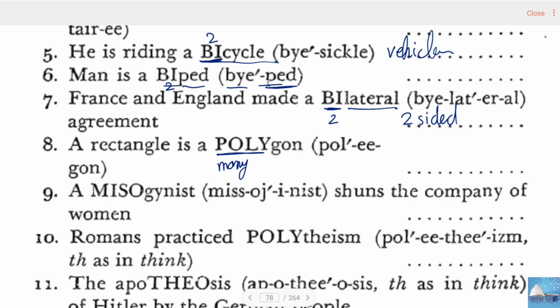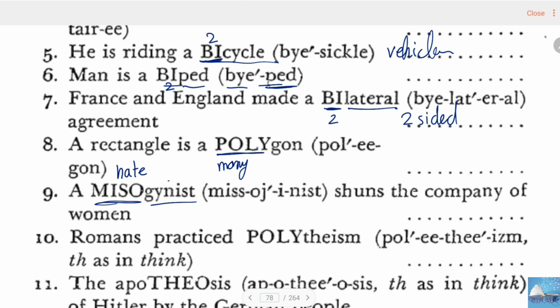A misogynist, misogynist, shuns the company of women. A misogynist is a hater of women. Miso means to hate. Misogynist, you can relate it to gynecology, is a hater of women.